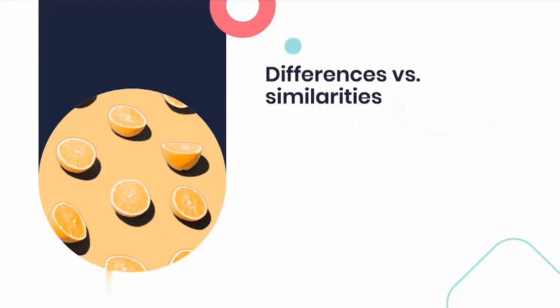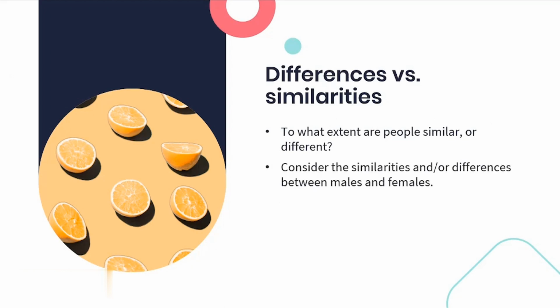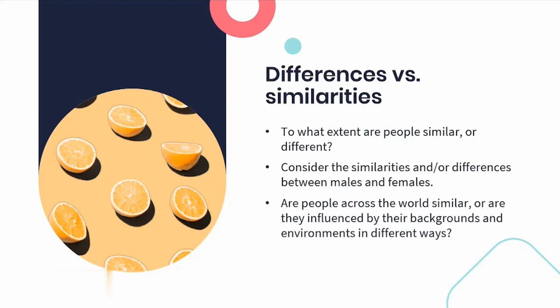The final question that is still under debate today is about differences and similarities between people. Are people around the world similar or different? To what extent are men and women similar and or different? Also, are people from different ethnicities and cultures similar or are they different? Are people around the world generally the same or are they influenced by their backgrounds and environments in different ways? Psychologists who specialize in personality, social and cross-cultural psychology attempt to answer these questions.